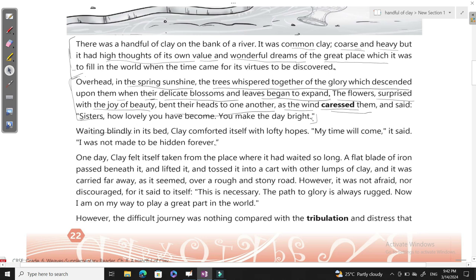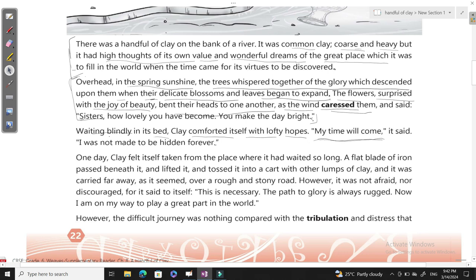Waiting blindly in its bed, clay comforted itself with lofty hopes and says, "My time will come." So sometimes what happens in our life, some of our friends' time comes, they enjoy their life. At that time we look at them and we should not feel that they got success and I may not have. So we have to assure ourselves that my time also will come.